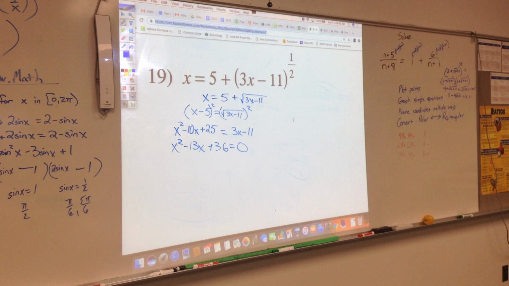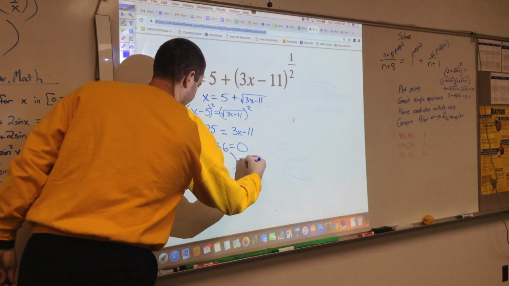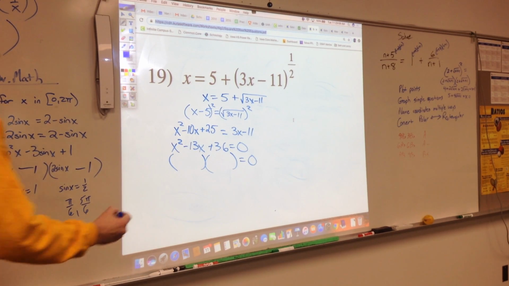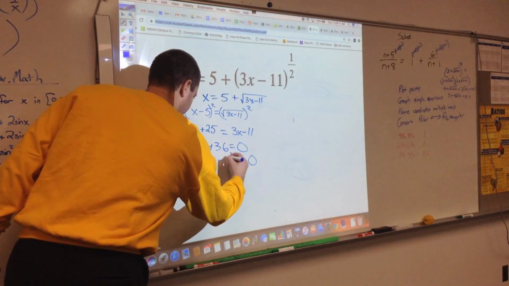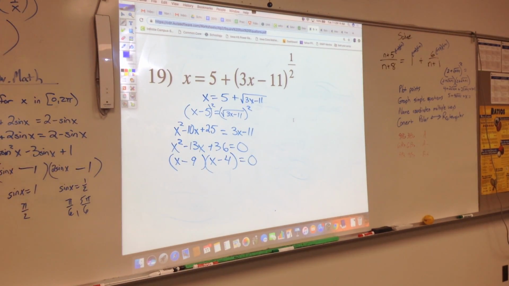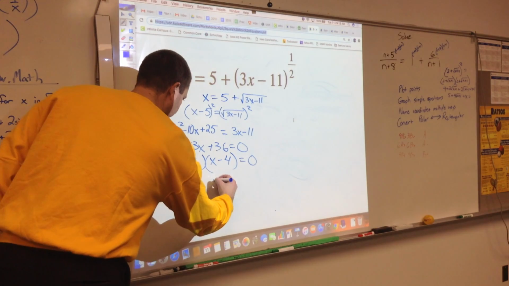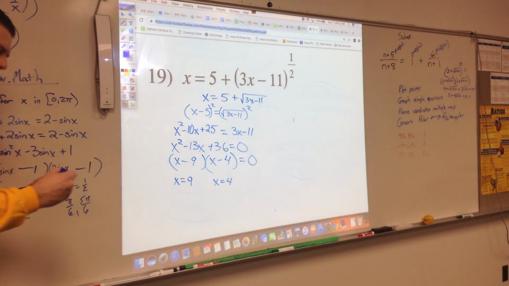You can factor it. What are the factors? Multiplies to 36. 9 and 4? 6 and 6? 6 and 6 do multiply to 36. You're not wrong. But I can't make them add together to get a negative 13. So let's go with 9 and 4, both negative. X minus 9, x minus 4. Set your factors to 0 and solve, so x will end up equaling 9, x will end up equaling 4.